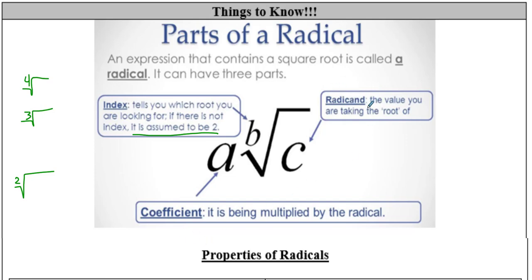Then we have the radicand, one of the coolest words in the book. This is the value that you're taking the root of. So it's very important to understand these parts of the radical. All right, let's scroll down.